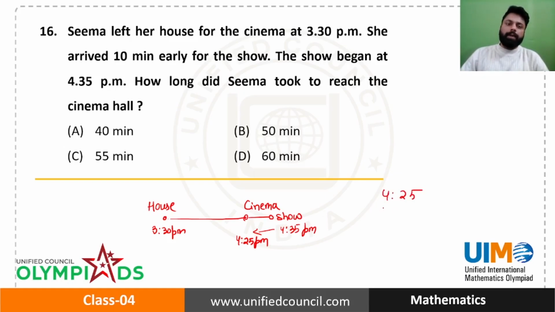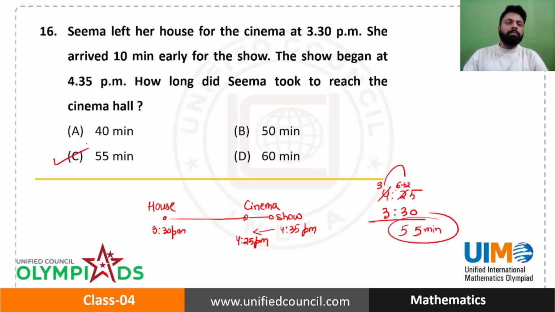So 4:25 and 3:30. This is 5. Now 2 minus 3 is not possible, so this will become 3, and here we will put 6 plus 2, 8, because 1 hour is equal to 60 minutes. 6 plus 2, so that is 8 minus 3, that is 5. So she took 55 minutes.